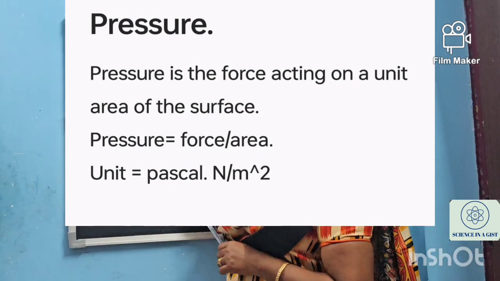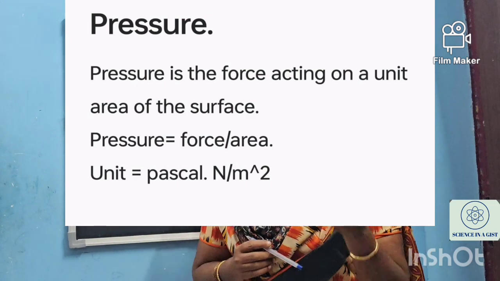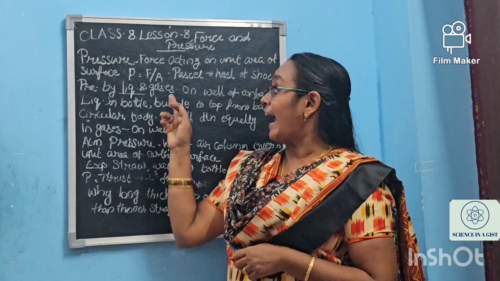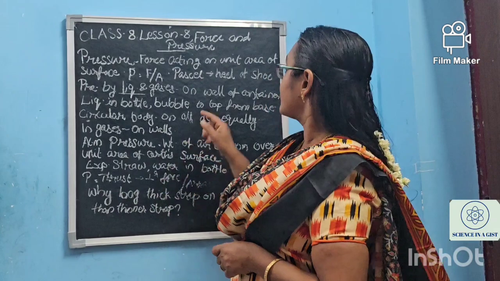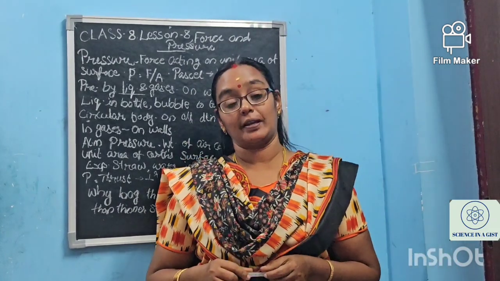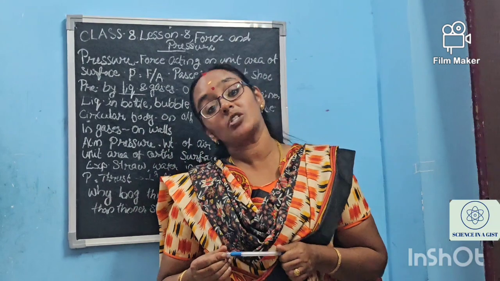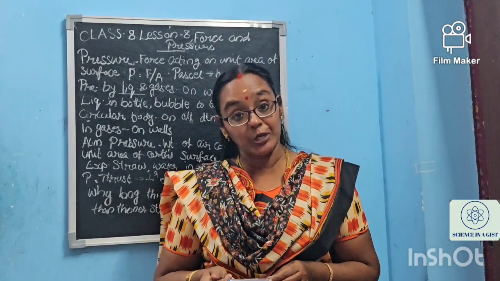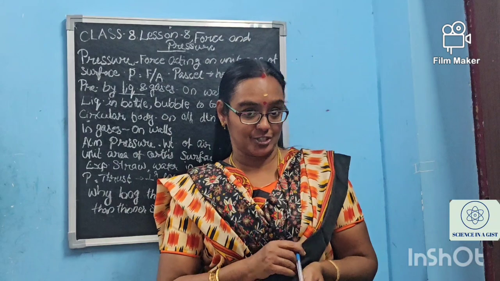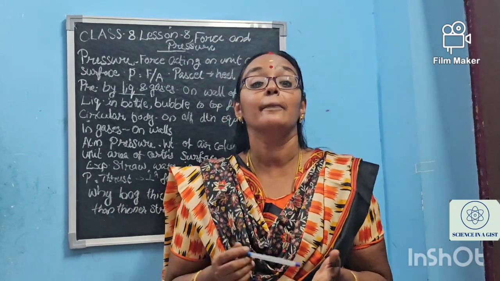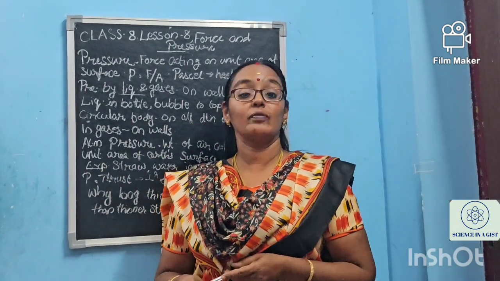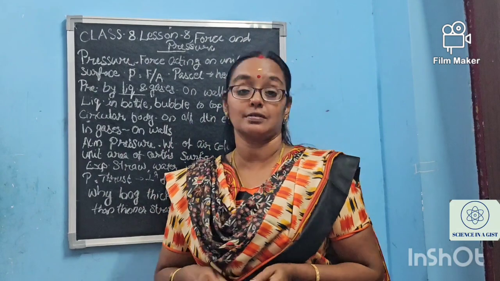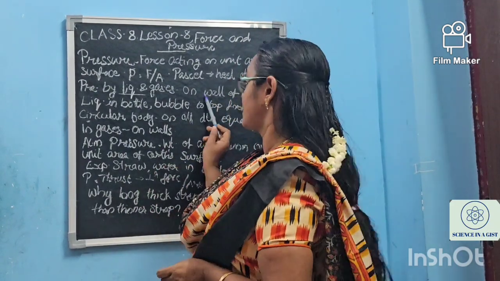What is the pressure? Force acting on the unit area of the surface gives you pressure, and the unit is Pascal, or we can say Newton per meter square. As you know, meter square is the unit of area and Newton is the unit for force. We can say pressure is equal to Newton per meter square, or in another word, Pascal.